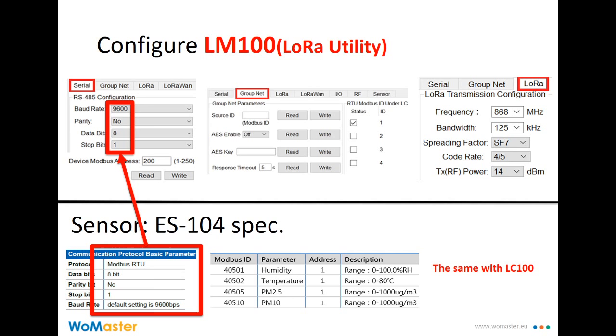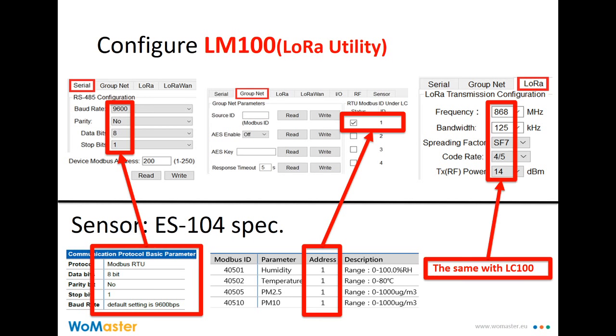Okay, so you can see the spec of the sensor and the group net. You just check the slave ID of your field Modbus device. In our case, the slave ID is 1, and in the LoRa tab, your configuration should be the same as the LC100. The detailed steps are in the last webinar, so you can reference it step by step.